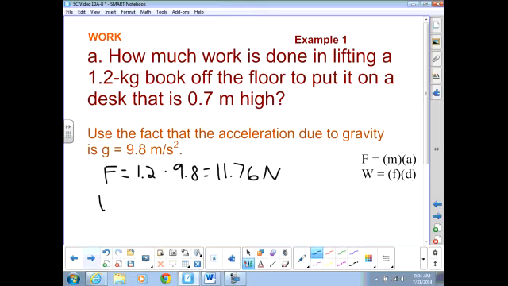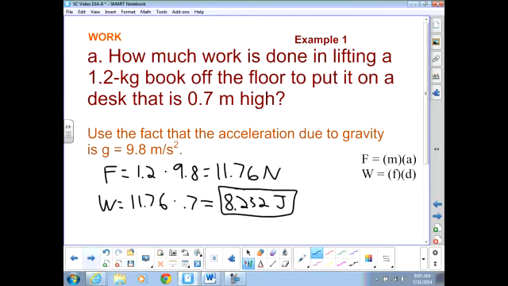To find our work, we'll take that force, the 11.76, and multiply it by the distance it's traveling. Well, it's traveling 0.7 meters, so we'll do times 0.7, and that'll give us 8.232, and you can label that either a newton meter or a joule. So J would be the abbreviation for joule.